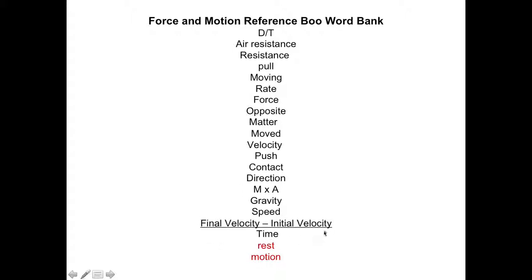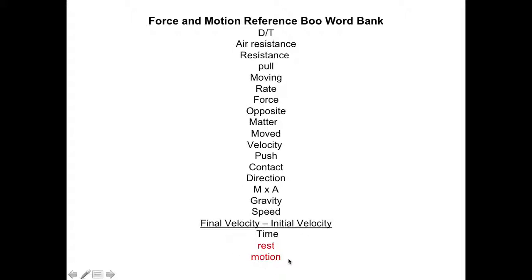Here, this is all one. Final velocity minus initial velocity divided by time. Put your final velocity and your initial velocity in parentheses because it does follow the PEMDAS rule, meaning you would have to subtract the initial velocity from the final velocity and then divide your answer by time.